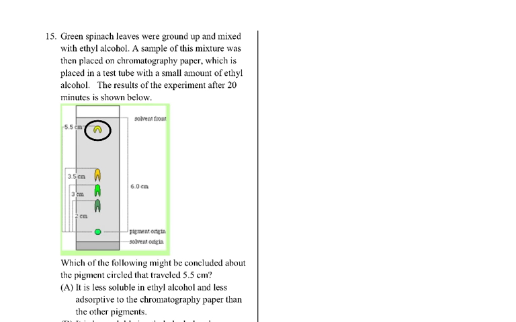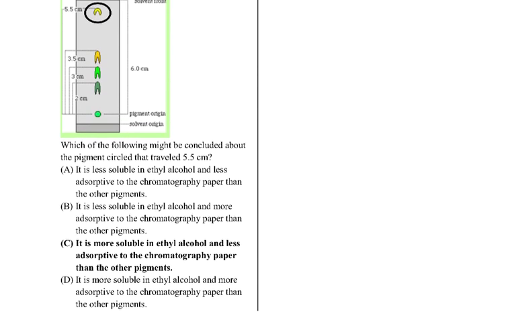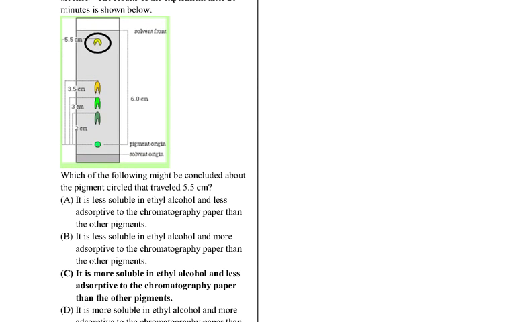The results of the experiment are shown 20 minutes later. Which of the following might be concluded about the pigment circled that traveled 5.5 centimeters? So this guy way up here. It is less soluble in ethyl alcohol and less adsorptive. Well, maybe it's less adsorptive. It means it doesn't stick to the paper. But if it wasn't soluble, it wouldn't move up very much. So that's not the answer.